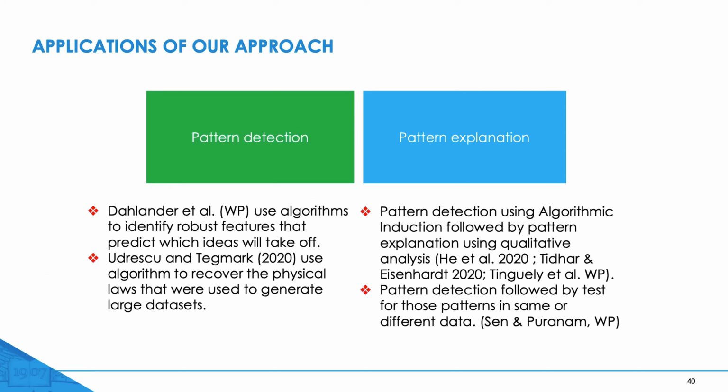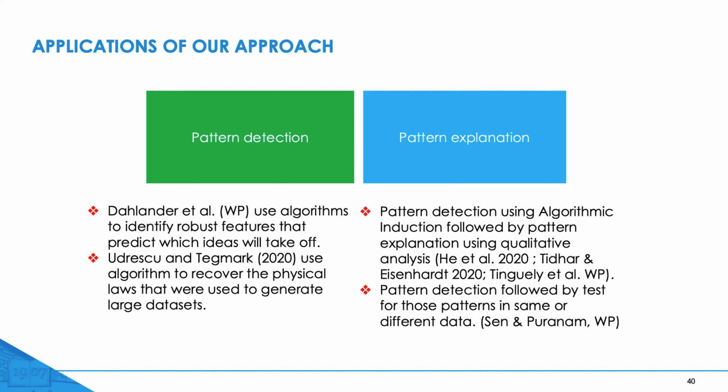I know Linux and his colleagues have been using a similar approach to find robust patterns. They also use feature selection and try to find the robust features that predict which ideas will take off at the Lego community. And then there are these MIT physicists, who use neural networks and try to recover the physical laws that they used to construct very big data sets, and they were able to recover hundreds of physical laws in their exercise.